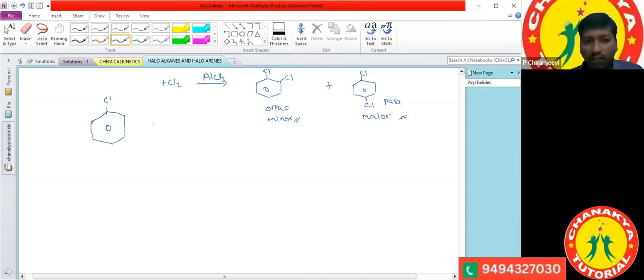So here, if it is treated with methyl chloride, CH3Cl, in presence of AlCl3. Sir, my question is, in alkyl halide, which one is the electrophile and which one is the nucleophile? That means in methyl chloride, which one is the electrophile and which one is the nucleophile?